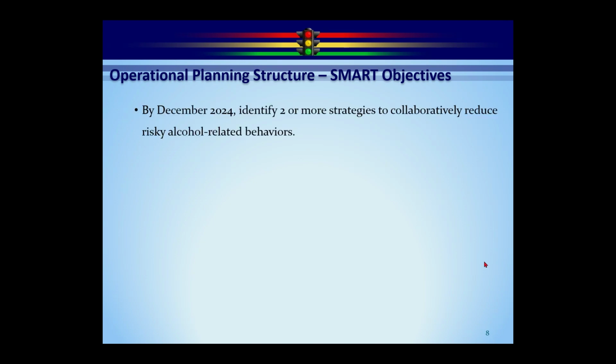So again, SMART, our nomenclature is specific, measurable, attainable, realistic, and time-based. I kind of throw out the A and the R, because if they're not attainable or realistic, why mess with them? Specific, measurable, and time-based. So look at that in each of these examples. By December 2024, identify 2 or more strategies to collaboratively reduce risky alcohol-related behaviors. So specific would be the strategies. The measurable is 2 or more, and our timeline is by December 2024. So it meets the criteria.